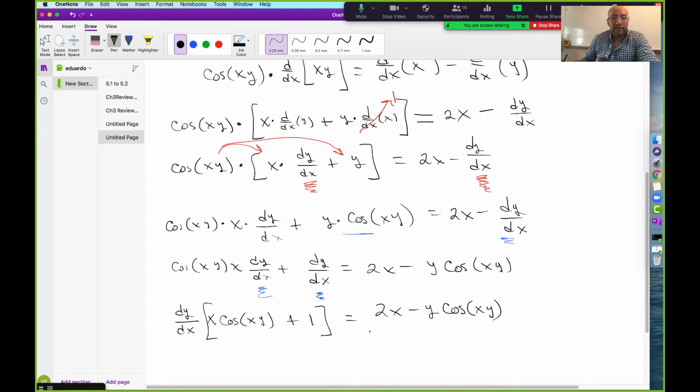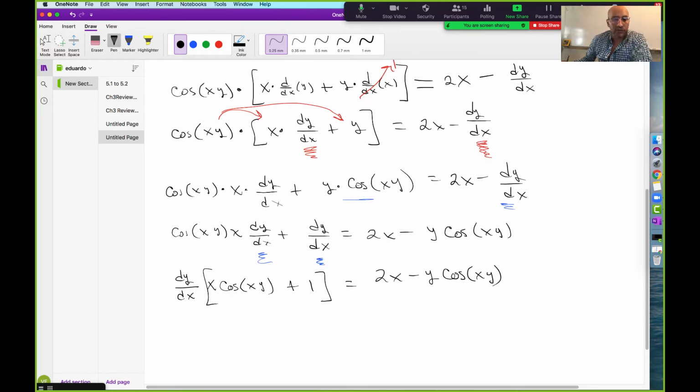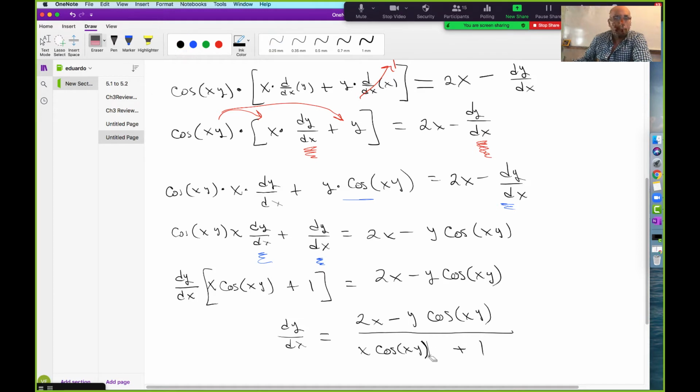Good. And finally, we're ready to find the answer. The dy dx is equal to this divided by this. dy dx is equal to 2x minus y cosine of xy divided by x cosine xy plus 1. Any questions? No.